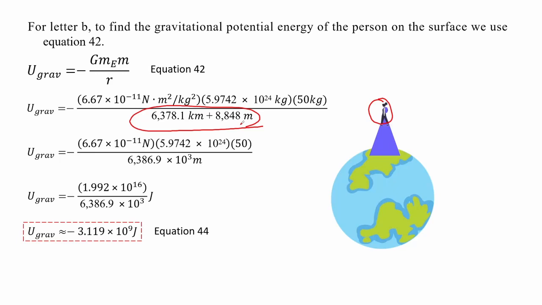Comparing the results, we see that there is a minimal difference, which again makes sense since the radius of the Earth is comparably larger than the height of the mountain.